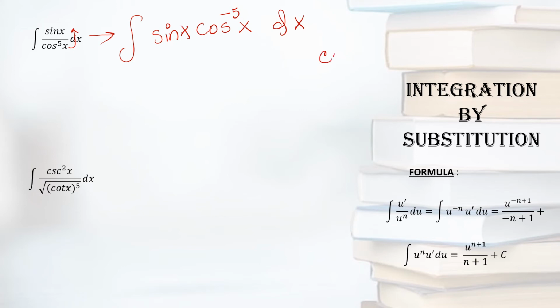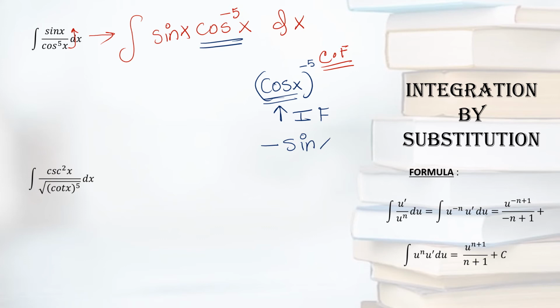Ask yourself, which is my composite function? Of course, the function which has a power is your composite function. So cosine x whole power negative 5. Where is your inner function? Cos x is your inner function. What is the inner function's derivative? Negative sine x. Now I have sine x in the question, but I don't have the negative sign. So I write the negative inside, I write the negative outside. The negative which I wrote inside will also be ignored because it is a derivative.